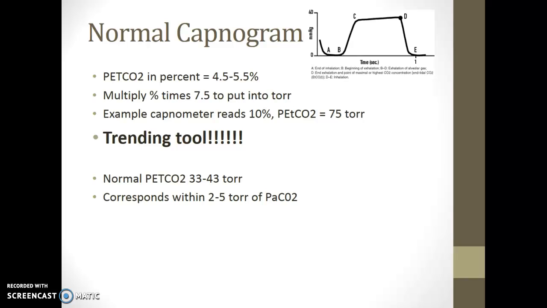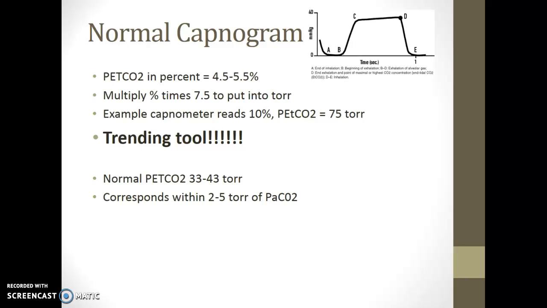Just know that it's used as a trending tool. This is not something that you hook up to a patient and get a carbon dioxide reading and then take it off. We're using it to see if the patient's carbon dioxide levels are increasing over time or decreasing over time, and that will let us know if there's any ventilator changes that we need to make or if there's something happening inside the patient that we need to be aware of. Again, it's not a one-time look at it tool. It is a trending tool.